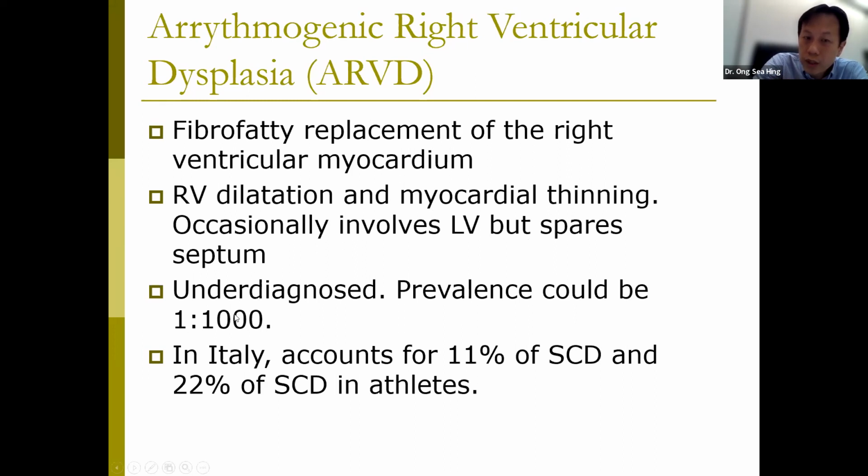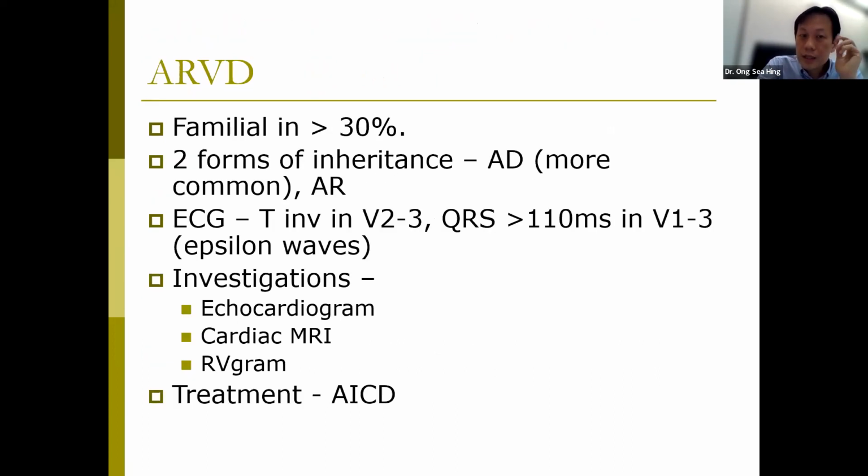Its prevalence could be 1 in 1,000 in the European countries. In Italy especially, 11% of the sudden cardiac death patients have ARVD. It is familial in more than 30%. So if you see it in one patient, you've got to screen the family members. More commonly it is autosomal dominant inheritance.